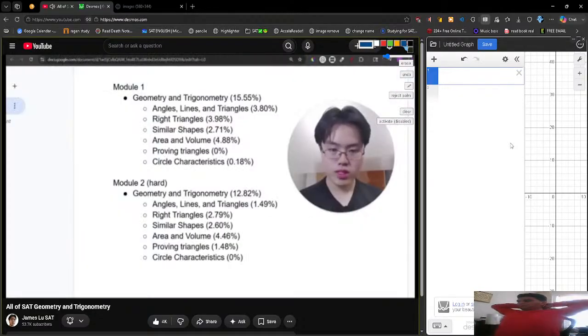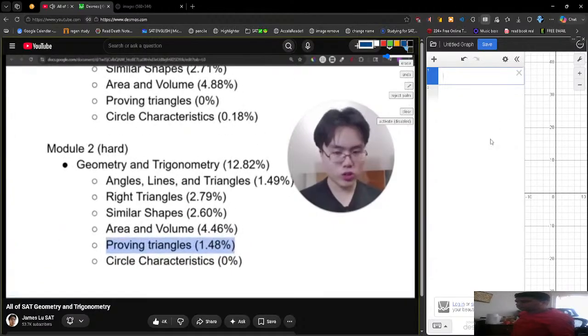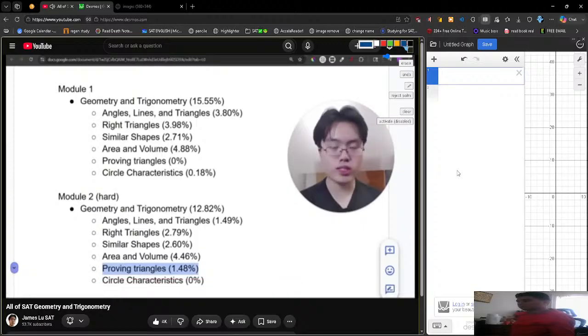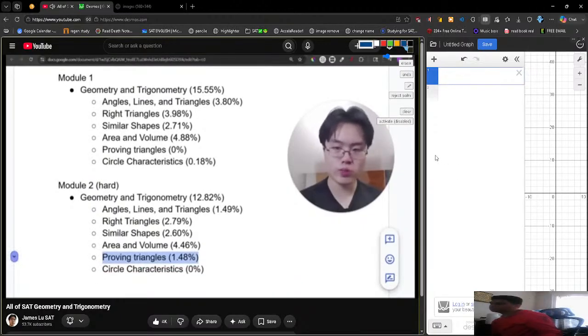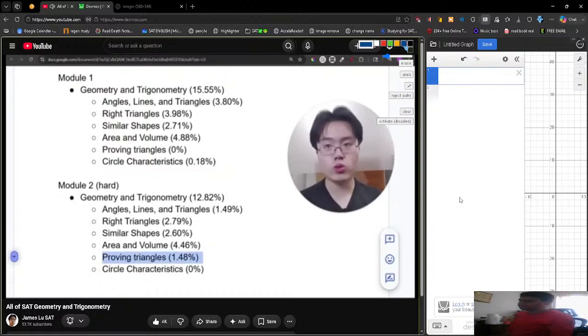Okay. Next, let's talk about proving triangle questions. You'll notice these questions only show up in the hard second module. They don't show up at all in the first module. And I doubt it's going to show up in the easy second module if you get the easy second module, because these questions are hard. It's just supposed to be hard. They're actually pretty simple if you know what you're doing.